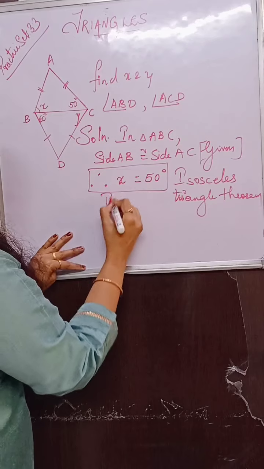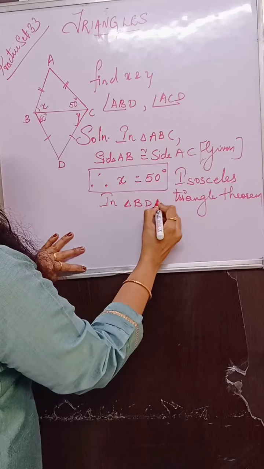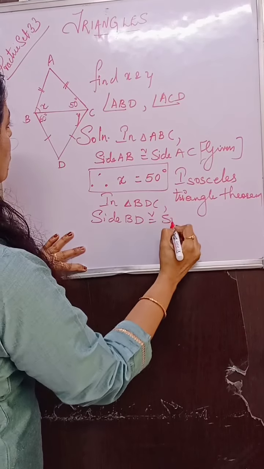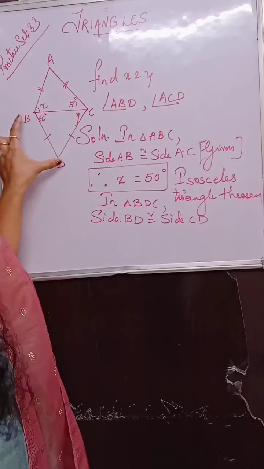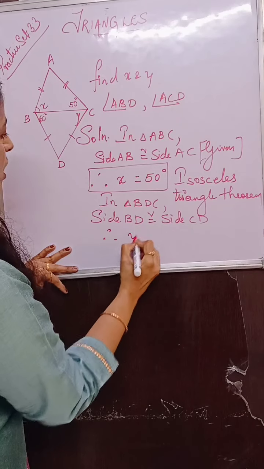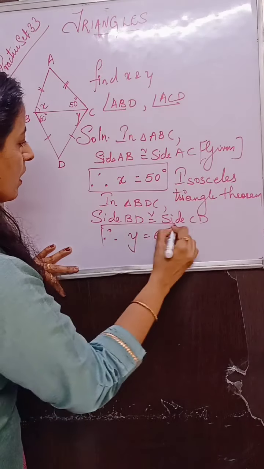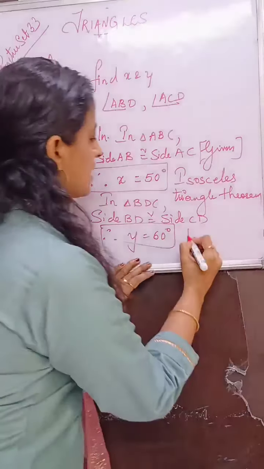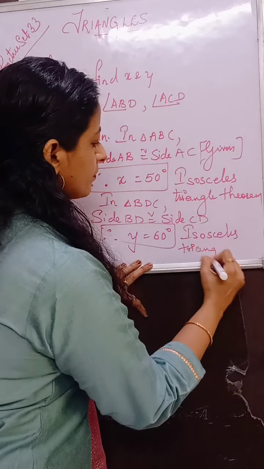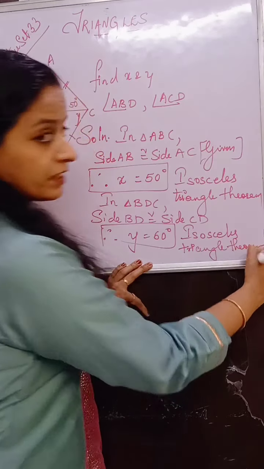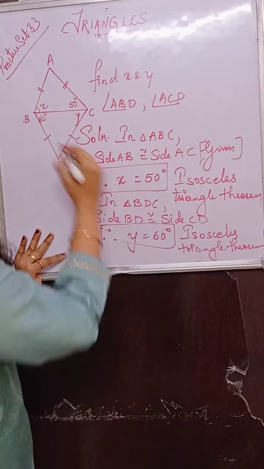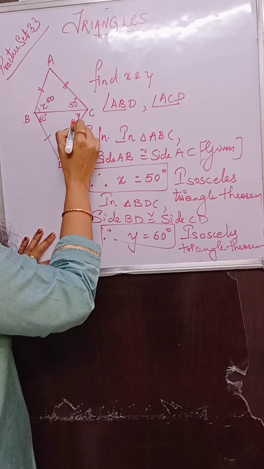Okay. Similarly, take the second triangle. In triangle BDC, side BD is congruent to side CD. So what about the opposite angles? They both will be congruent, right? Therefore, y will be 60 degrees. Again, the reason is isosceles triangle theorem. Done? So x and y we got. So let me write here: x, how much we got? 50, and y we got 60.